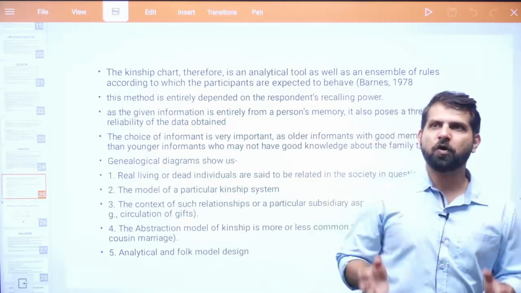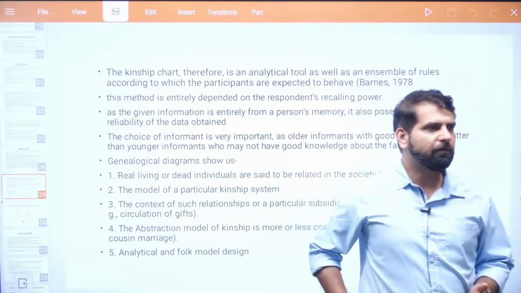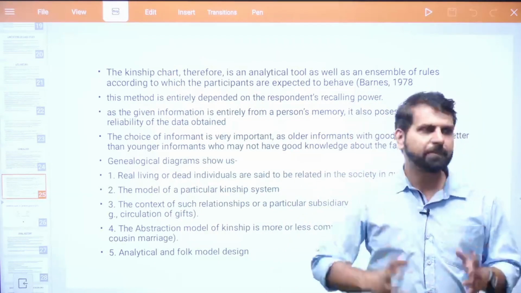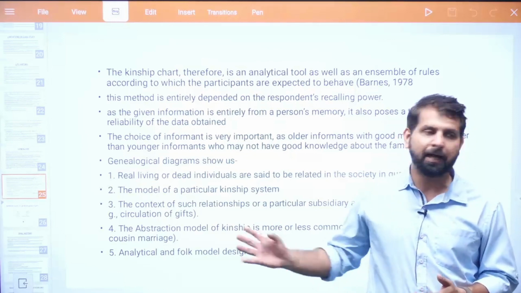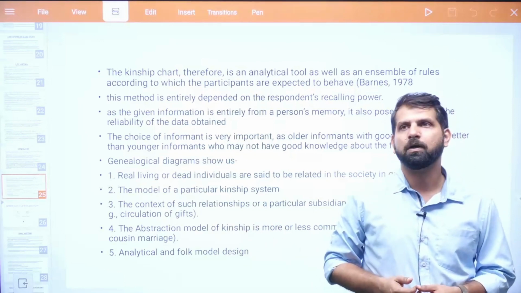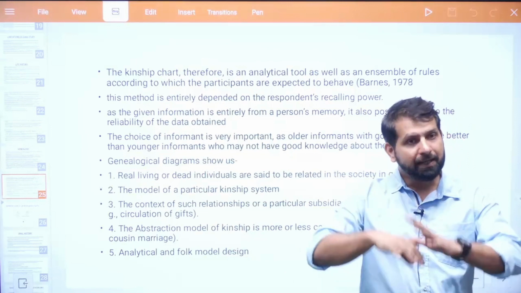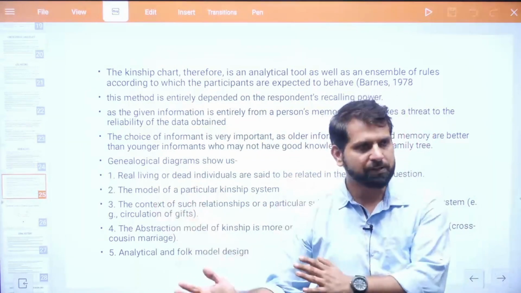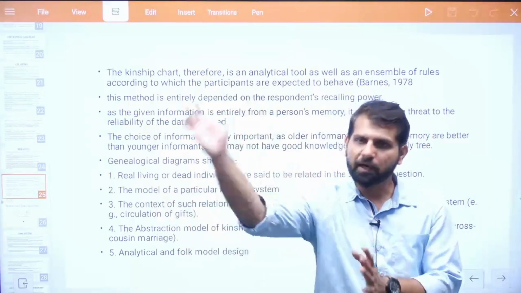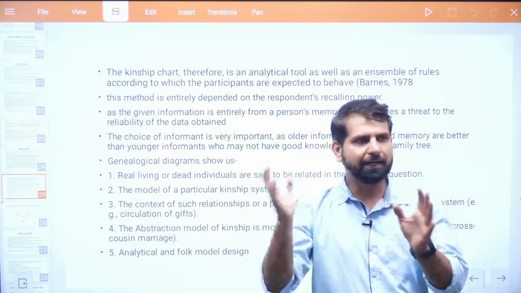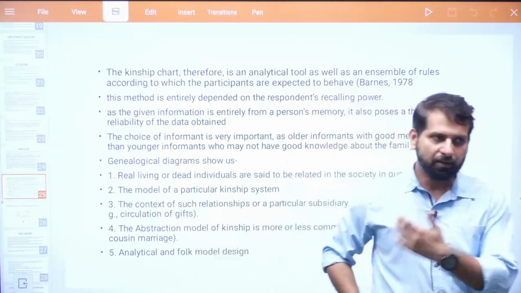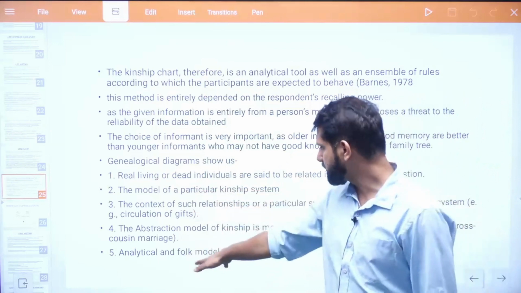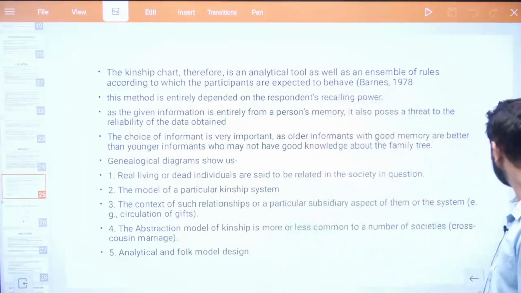Because when Levi-Strauss gave his structuralist model, when he talked about binary systems, he studied kinship in great detail in his book, The Elementary Structures of Kinship. With kinship, you can clearly identify how a society is modeled, how they associate with individuals, how they reflect their social understandings. That is why the structural anthropology of Levi-Strauss is based on kinship and folk model designs.